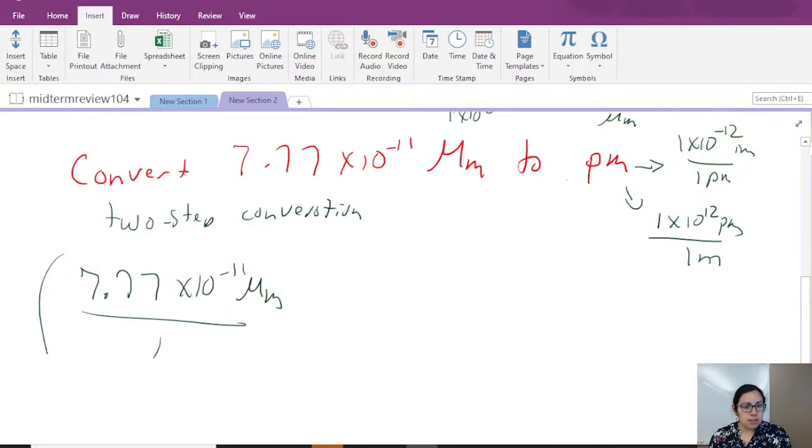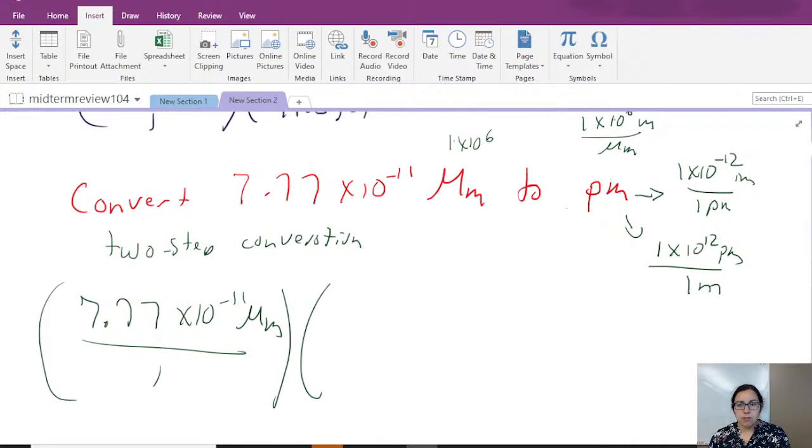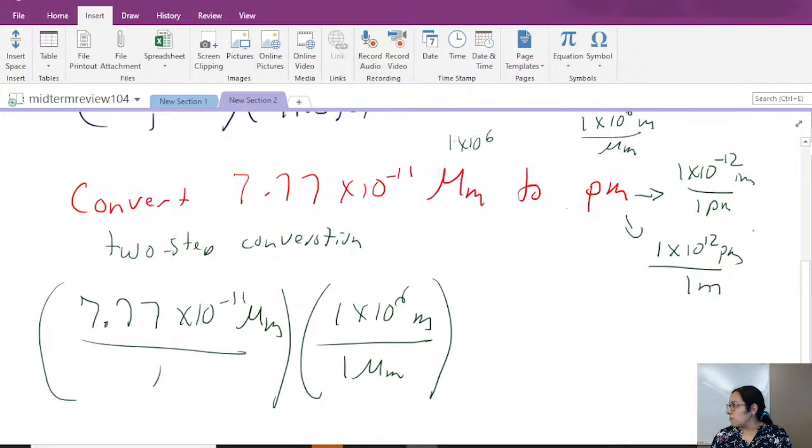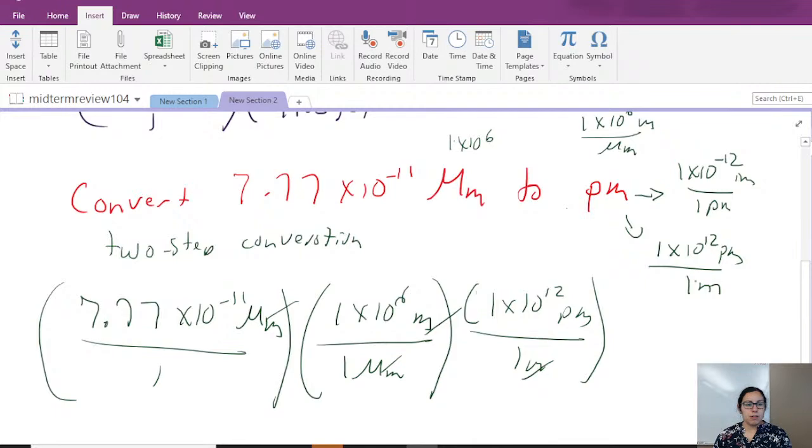And so now let me set this up. So we'll first go from megameters to meters, again using this conversion factor, so 1 times 10 to the 6 meters on top, 1 megameter on bottom. And then if I want to go to picometers, again I'm going to use this conversion factor, could also use that one, doesn't matter, they're the same, mathematically. And so then 1 times 10 to the 12 picometers is equal to 1 meter. So your units cancel, leaving you with picometers.